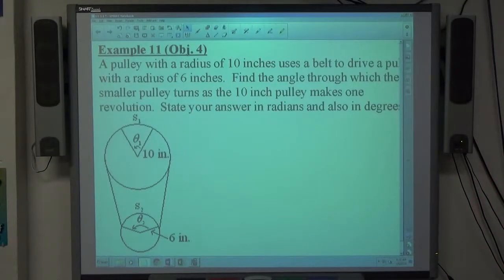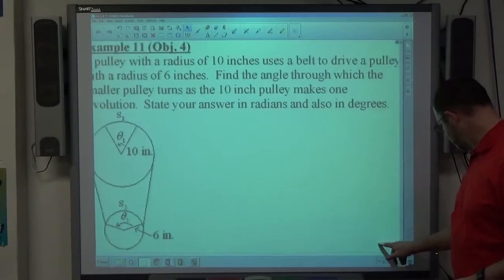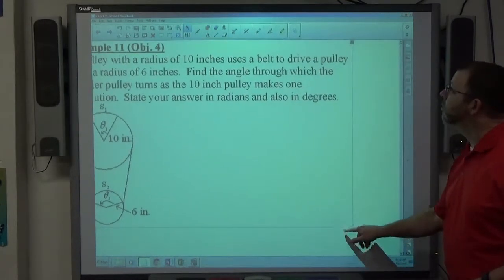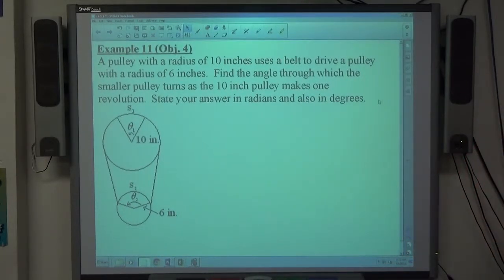Okay, example 11. A pulley with a radius of 10 inches uses a belt to drive a pulley with a radius of 6 inches. Find the angle through which the smaller pulley turns as the 10-inch pulley makes one revolution.